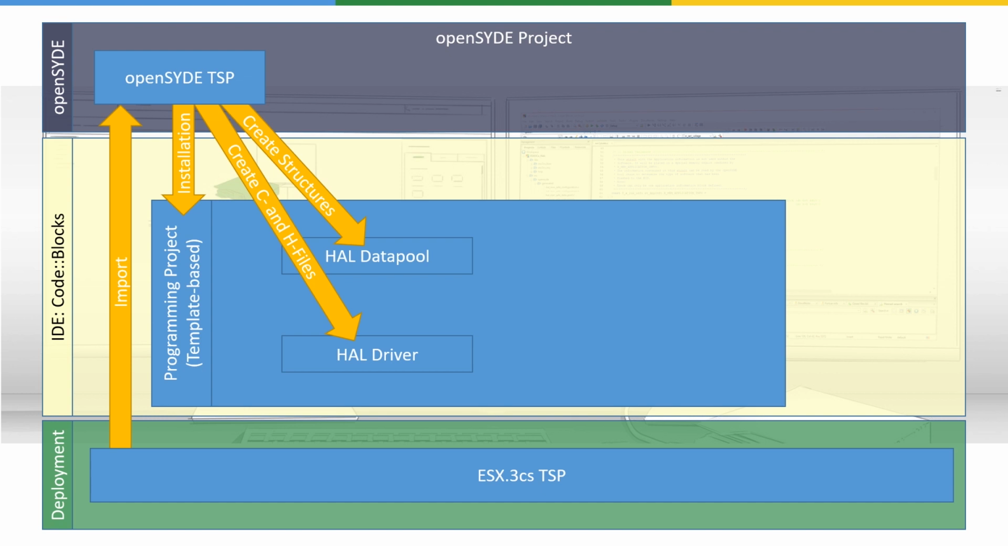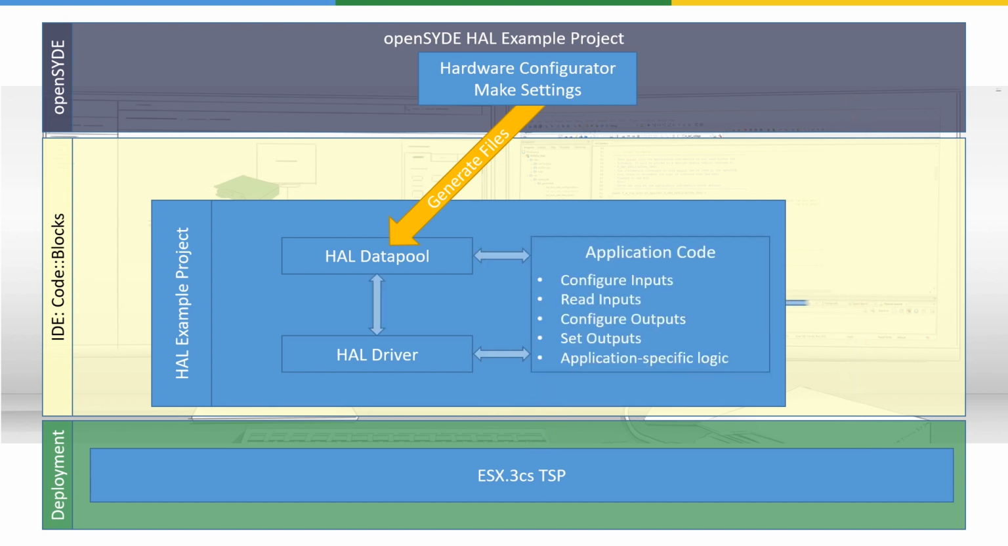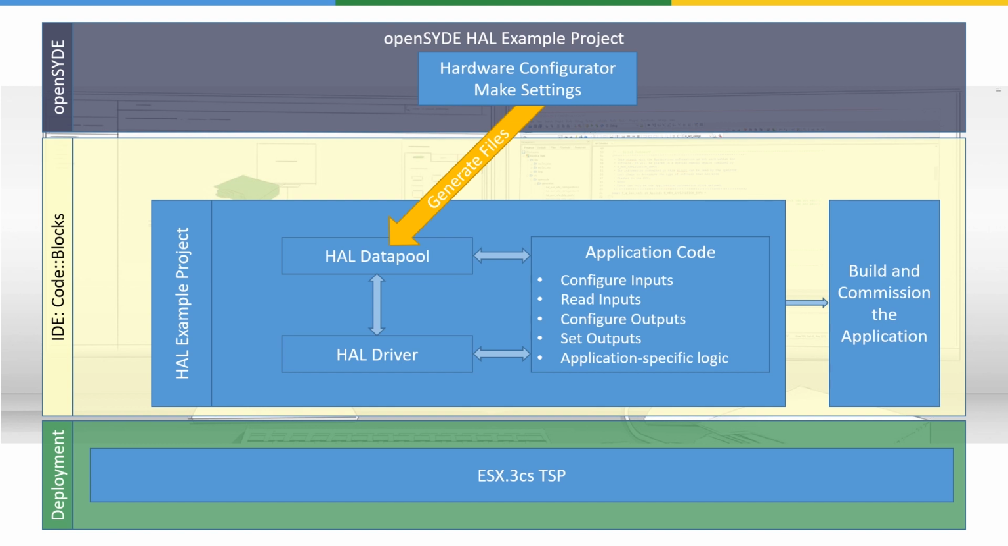This also creates the C routines for the HAL driver. Using the openSYDE user interface, we configure the inputs and outputs with the Hardware Configurator. Through code generation, we save this configuration in the form of a HAL data pool in the programming project. If we start the HAL example in openSYDE directly, as demonstrated earlier in the video, these steps have already been carried out. We will now take a closer look at how we can continue to use the settings from the Hardware Configurator through further programming and what tasks the HAL driver takes over for us in the process.